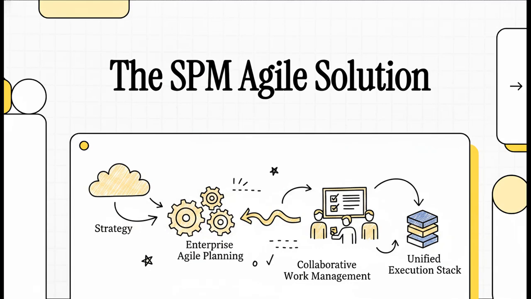Welcome to this explainer. Today, we're diving right into a massive topic for modern organizations: how enterprise agile planning and collaborative work management come together to create one seamless, unified execution stack. If you've ever felt that frustrating disconnect between high-level strategy and what your developers are actually building on the ground, well, you're absolutely in the right place.